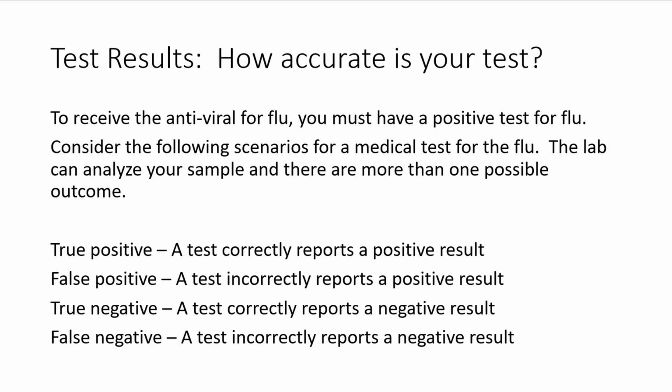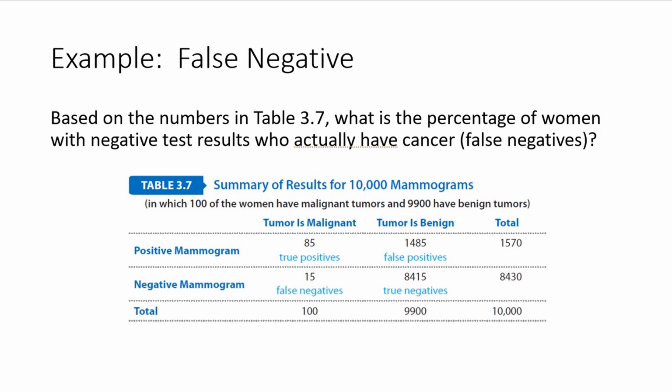A true negative: a test correctly reports a negative result. So you are not pregnant and the test accurately says you are not pregnant. And false negative: a test incorrectly reports a negative result. So you're pregnant, but the test says you are not. Example, false negative. Based on the numbers in Table 3.7, what is the percentage of women with negative test results who actually have cancer? That is false negatives.